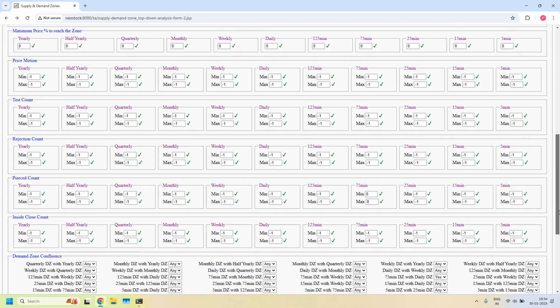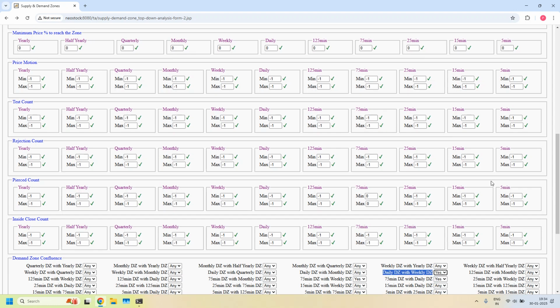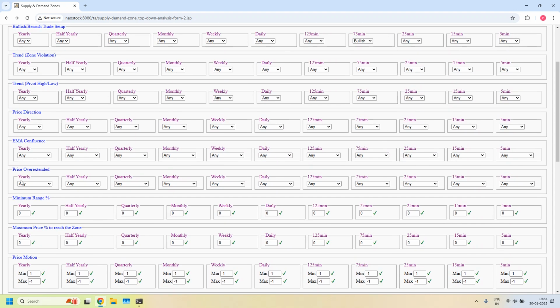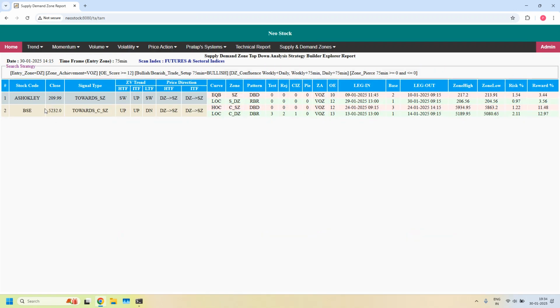So in the demand zone confluence, the first filter is already enabled. Second one, 75 demand zone with weekly demand zone confluence. Daily demand zone with weekly EMA confluence. We removed the EMA filter earlier, right? Yeah. We got both these stocks. In these two stocks, the second one is having uptrend.